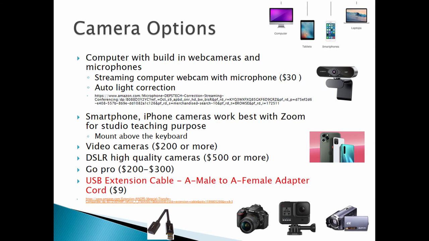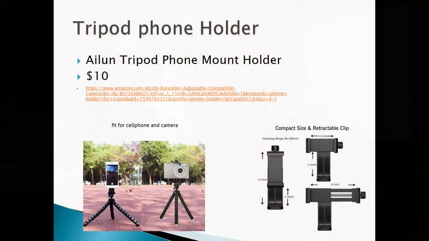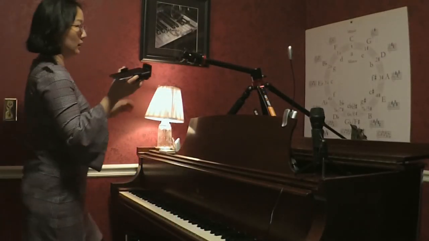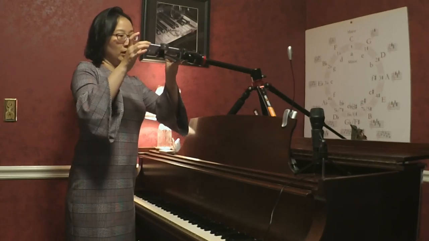Of course, you can also use a smartphone. Nowadays, an iPhone or any type of smartphone comes with a pretty nice camera. You can dial in with Zoom on the phone, use a phone holder like this, and just mount your smartphone. You can tighten it, and it works with a tripod like this. You can just slide it in and angle it, and that gives you a pretty good view of the entire keyboard.